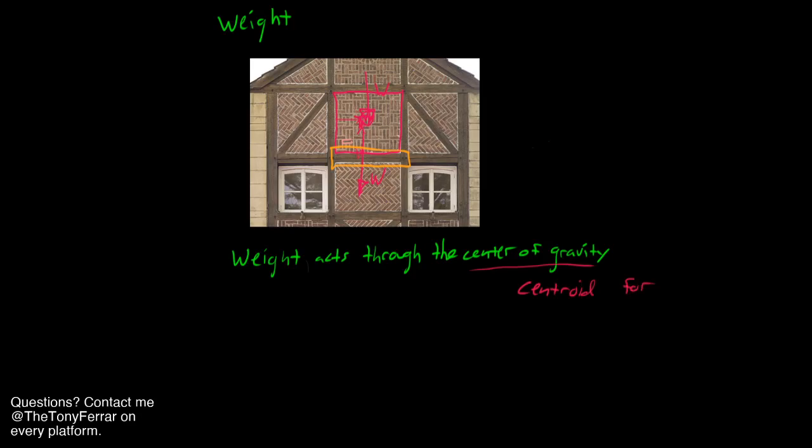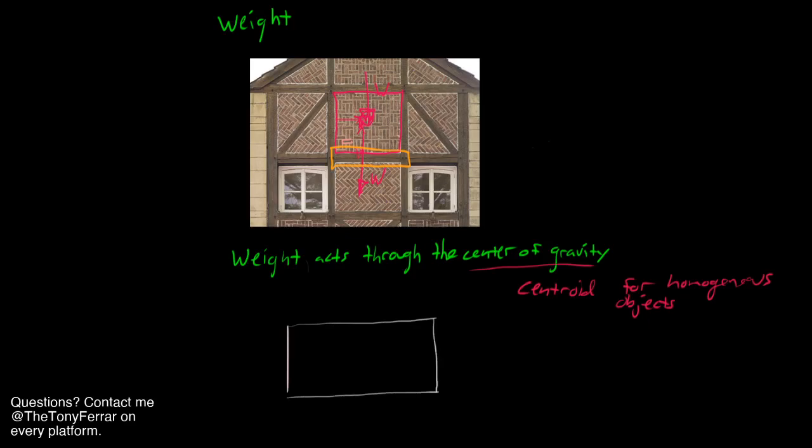for uniform density or homogeneous objects. It's only different from the centroid. Remember, centroids are geometry problems. Center of gravity is a mass thing. The only time they're different is if you had some object that had varying densities in it.